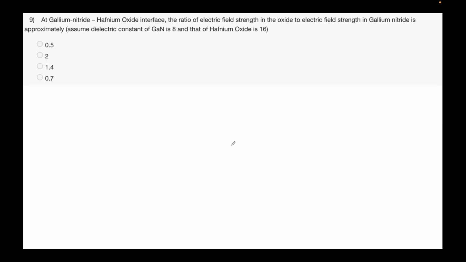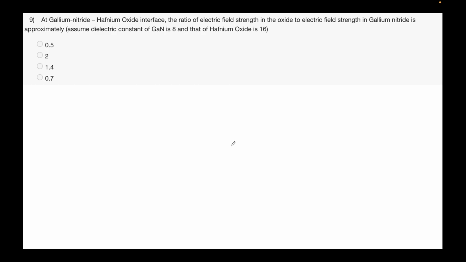In the next problem we have again an MOS. We have the metal gate, we have the oxide, and we have the semiconductor. Here, what is the oxide? The oxide is hafnium oxide in this case, HfO2. What is the semiconductor? The semiconductor is gallium nitride. Remember, we had talked about this in the context of LEDs. It's a direct band gap semiconductor.